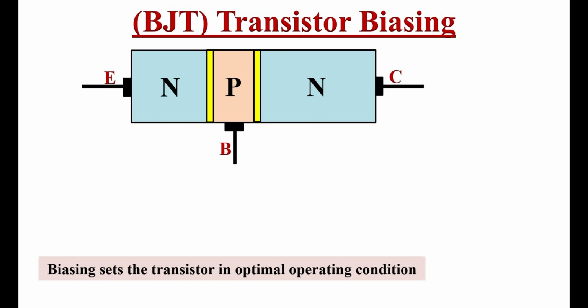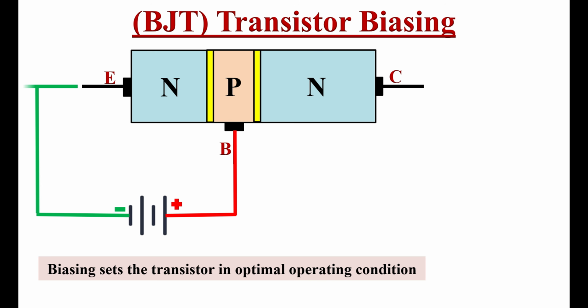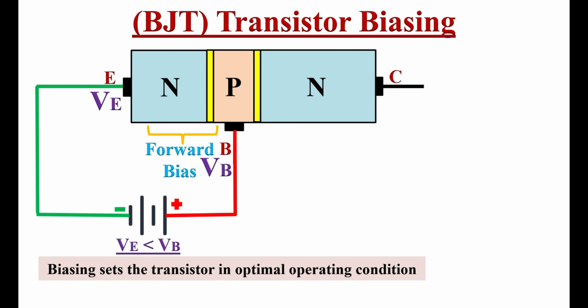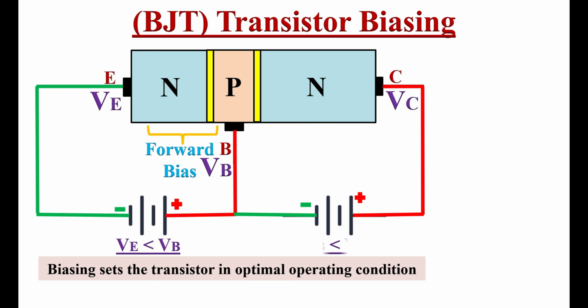We need to provide proper biasing to transistor to work it in active mode. Here emitter base junction must be in forward bias. This is a NPN transistor. So voltage at emitter VE must be smaller than voltage at base terminal VB. Alternately, this base collector junction must be reverse biased. So voltage at base VB must be lesser than voltage at collector terminal VC.